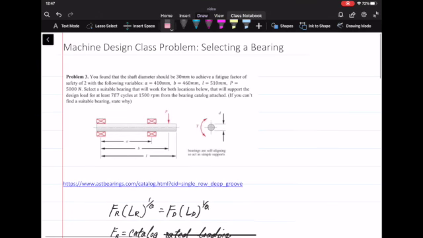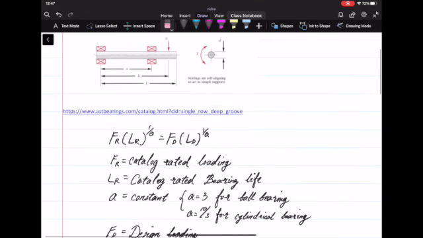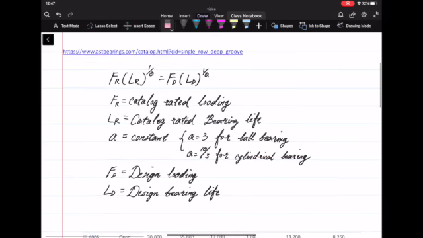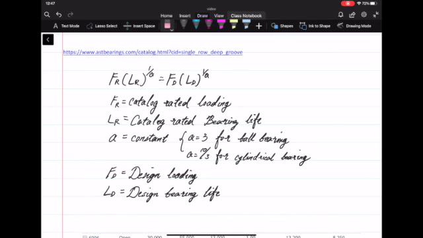Today we're going to talk about a problem for the machine designs class in the College of Mechanical Engineering. This problem is about selecting a bearing. Before we do this problem, we have to know an equation that will help us select the bearing from the catalogs. I'm going to draw this box right here. This is the equation we want to use to select a bearing.